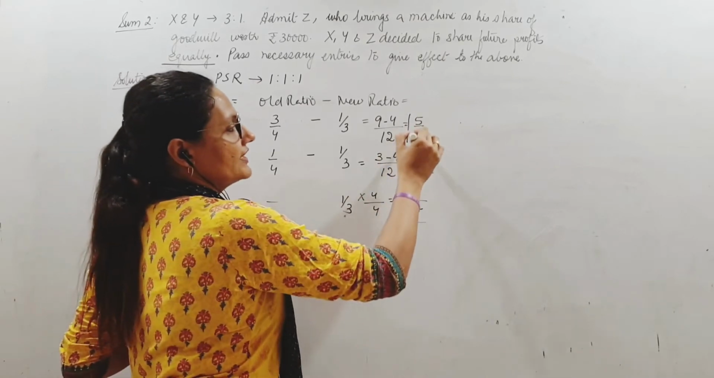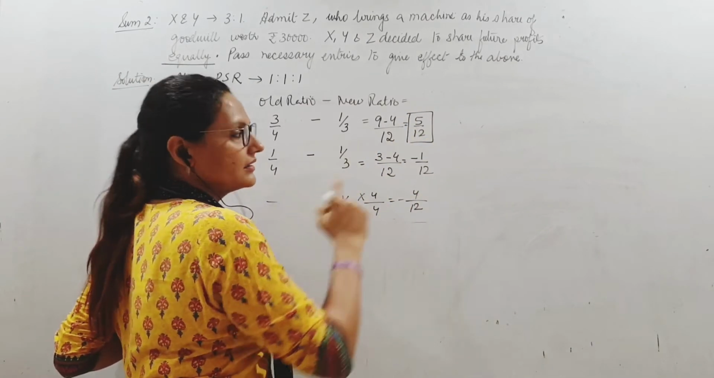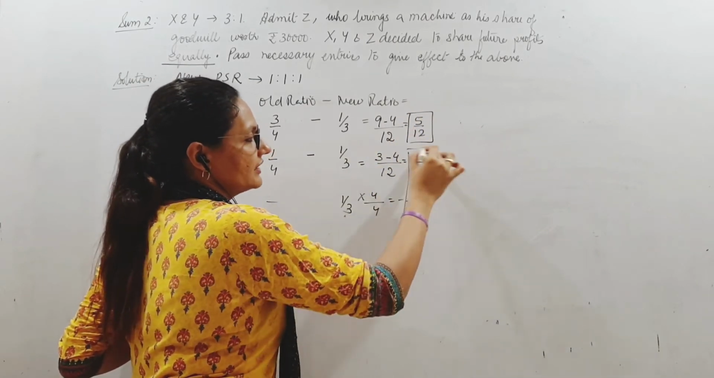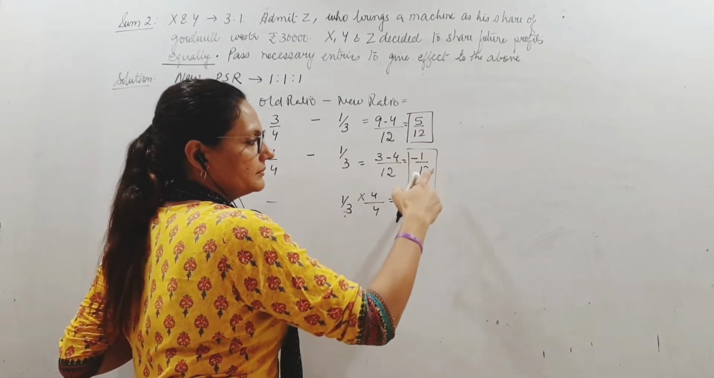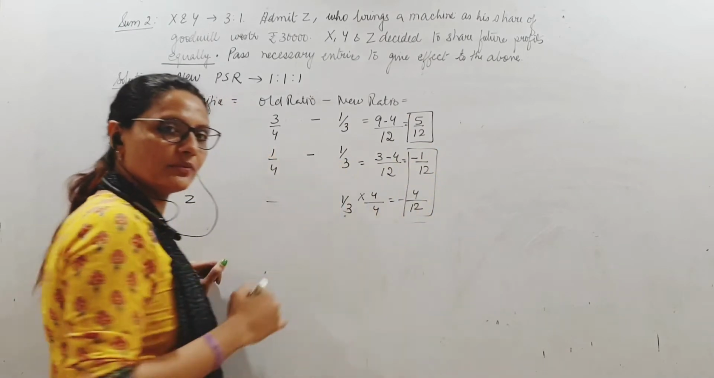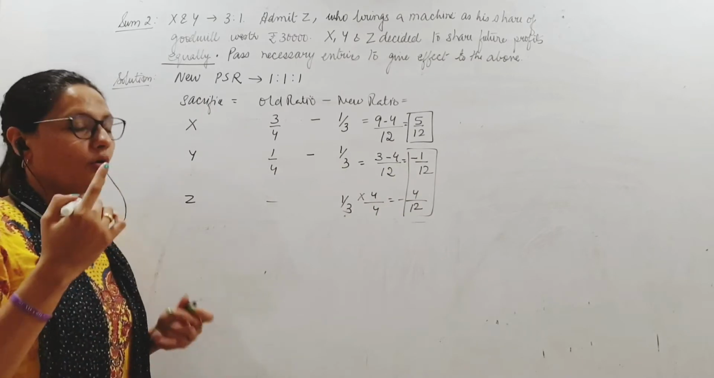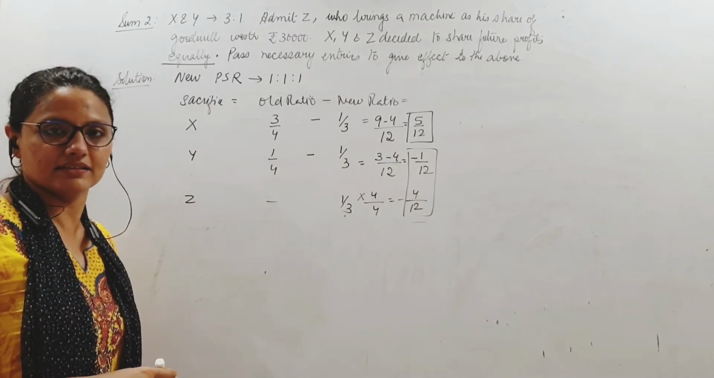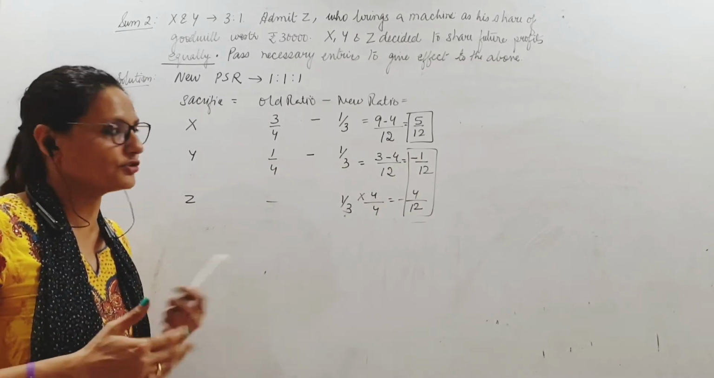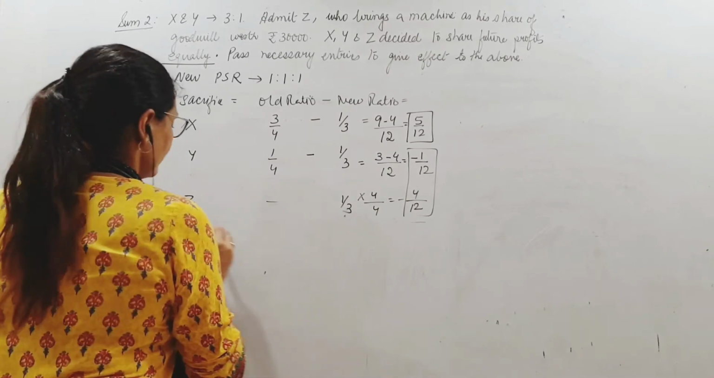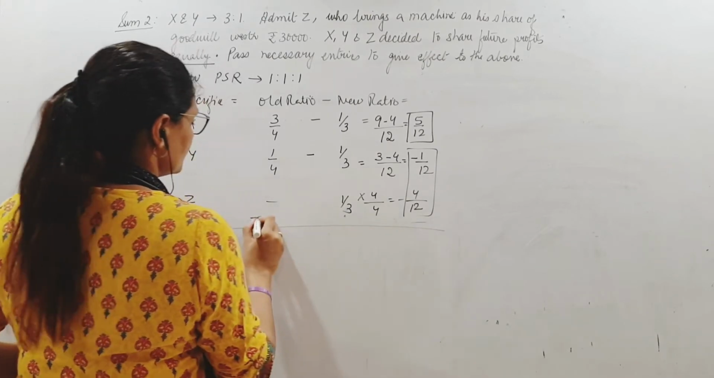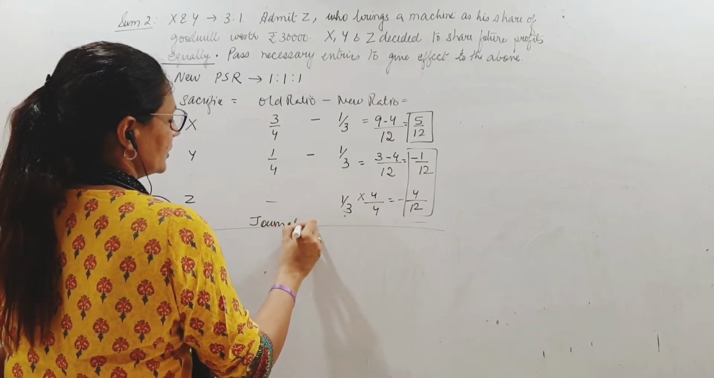How much is the sacrifice made by X? 5 by 12 share. And how much is the total gain? 1 by 12 plus 4 by 12, 5 by 12. Obviously, gain always has to be equal to the sacrifice, isn't it? Because total remains the same. It's just a redistribution. Therefore, what should be the journal entry?